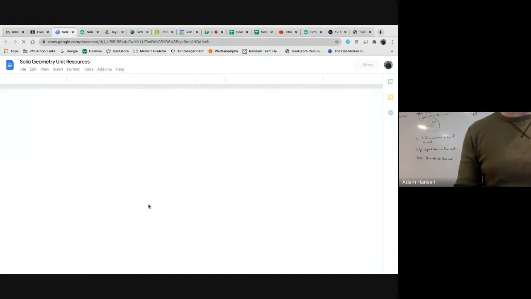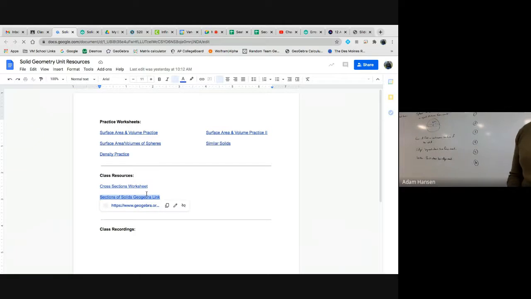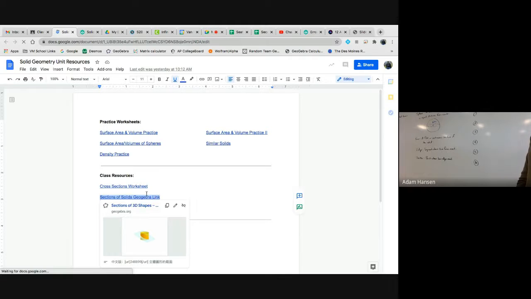Find the link under In-Class Resources where it says Sections of Solids GeoGebra link. We're going to fill out this handout by looking at some of these cross sections on this GeoGebra link here. Once again, a cross section, if I were to just slice right through the middle, what type of flat, two-dimensional figure would be created by taking the cross section of a three-dimensional solid?